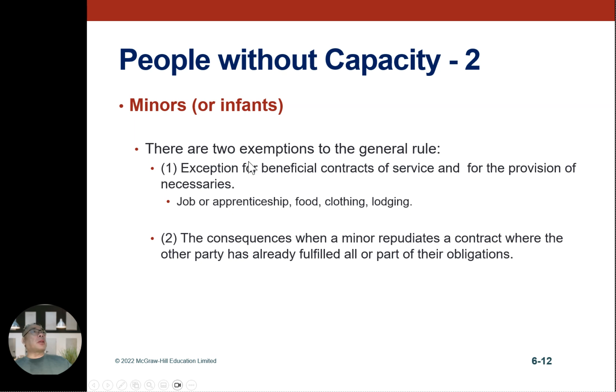Minors or infants: there are two exceptions to the rule. The exception for beneficial contracts of service or the provision of necessities such as jobs and practice, food, clothing, and lodging. And the consequences when a minor repudiates a contract where the other party has already fulfilled all or part of their obligations.